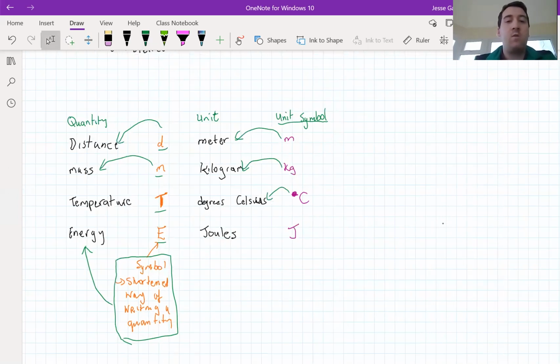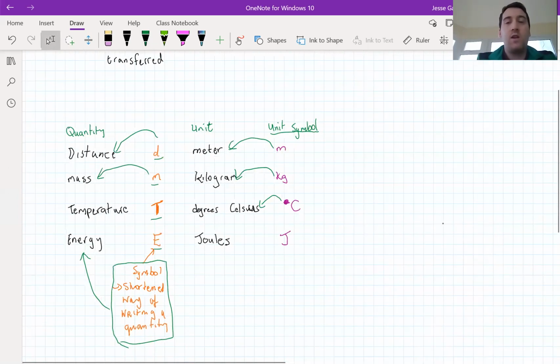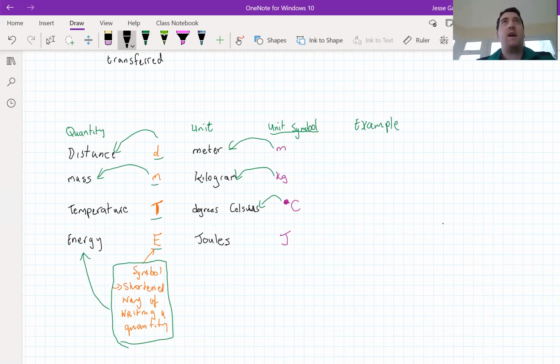An example of how we write this: I'm going to do the first one for you. Say we had a distance, we were measuring the distance from your front door to the road, and we found out it's exactly 10 meters. So how we would write this is 10 m, like this, 10 meters for short.